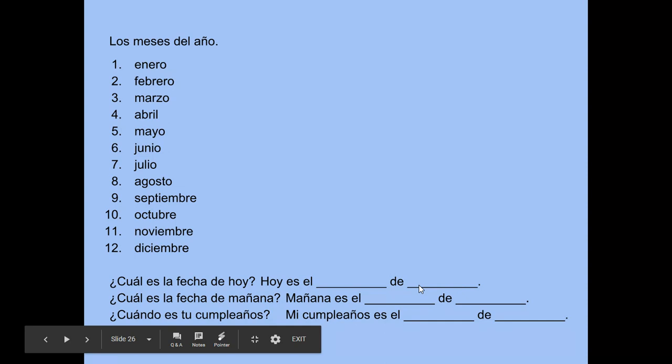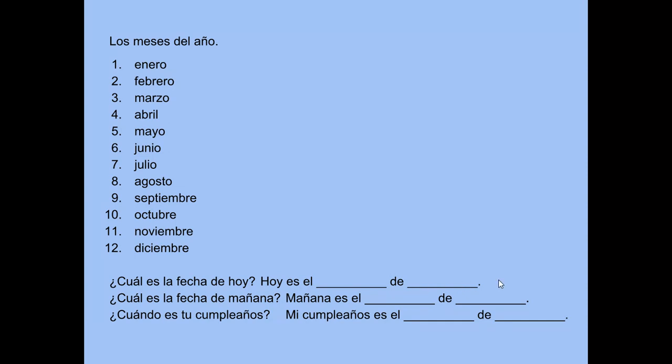So for example, for the question, ¿cuál es la fecha de hoy? You might say, hoy es el 8 de enero. ¿Cuál es la fecha de mañana? Well, if hoy es el 8, mañana es el 9 de enero. ¿Cuándo es tu cumpleaños? Mi cumpleaños es el 22 de noviembre.